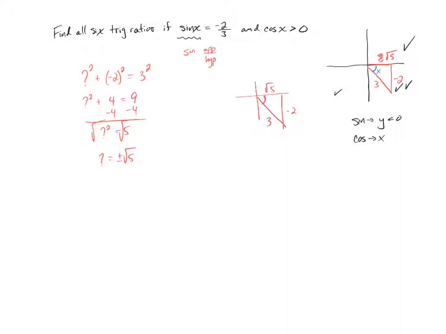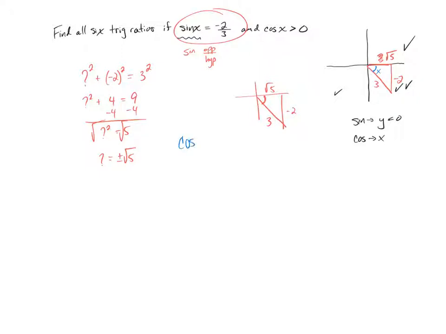There's our angle. And all we need now is a little SOHCAHTOA. So we already know the sine is negative 2 over 3. So we look at the sine as negative 2 over the hypotenuse, so the opposite over the hypotenuse. Got that one. So let's grab the other ratios.